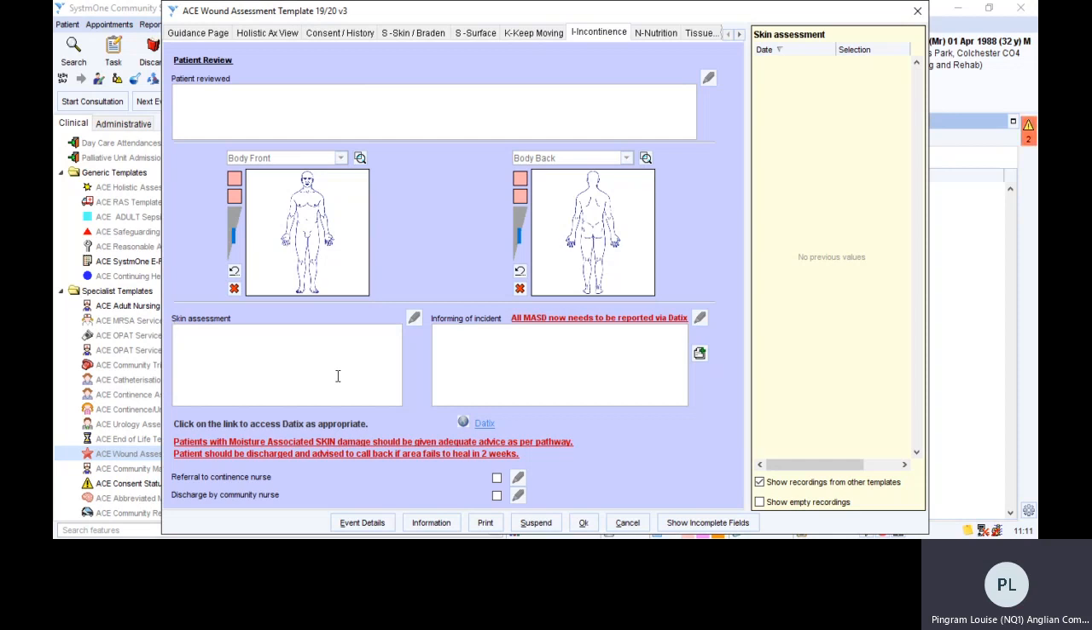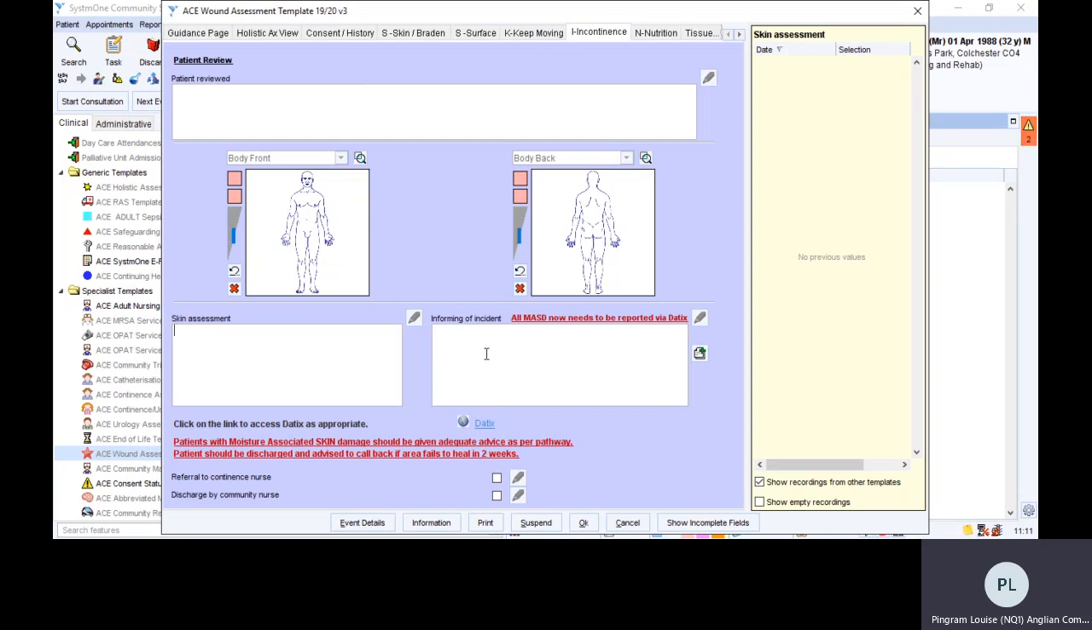You would also be writing in here what care plan you might have put in place. So whether that's following the moisture damage pathway at whatever element this patient is at, you would then put that in there, and obviously using your body map to identify where that moisture damage is. All moisture associated skin damage needs to be Datixed.